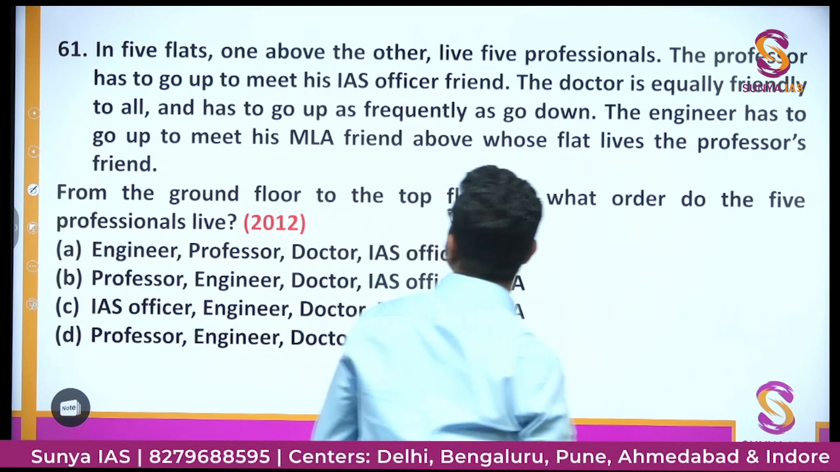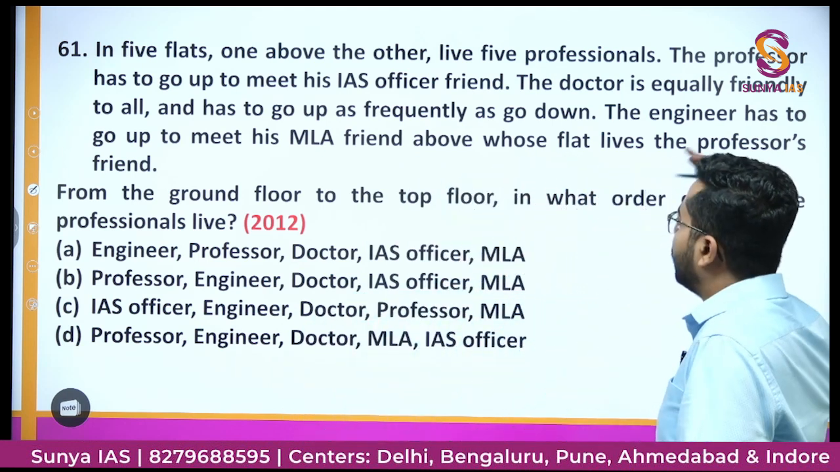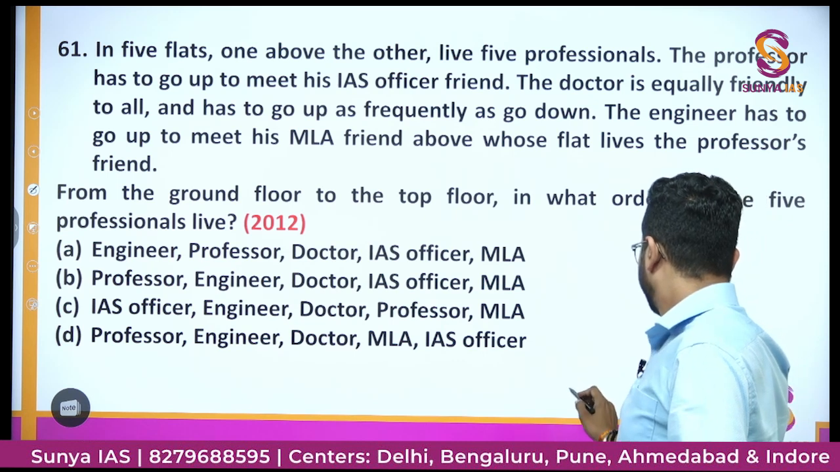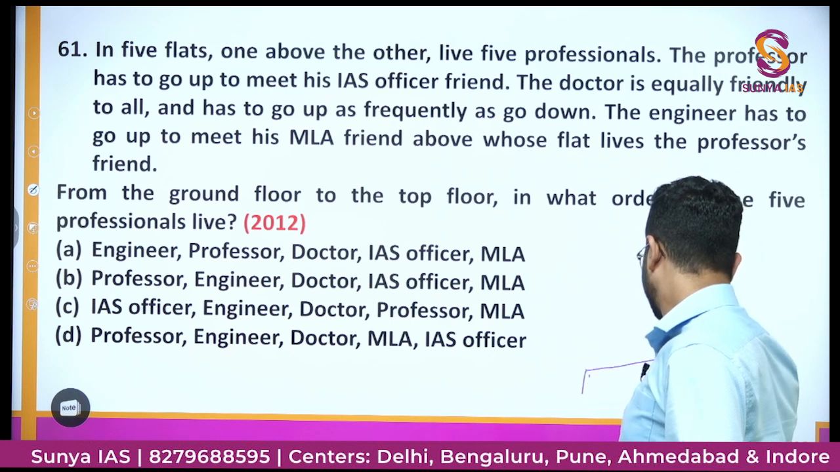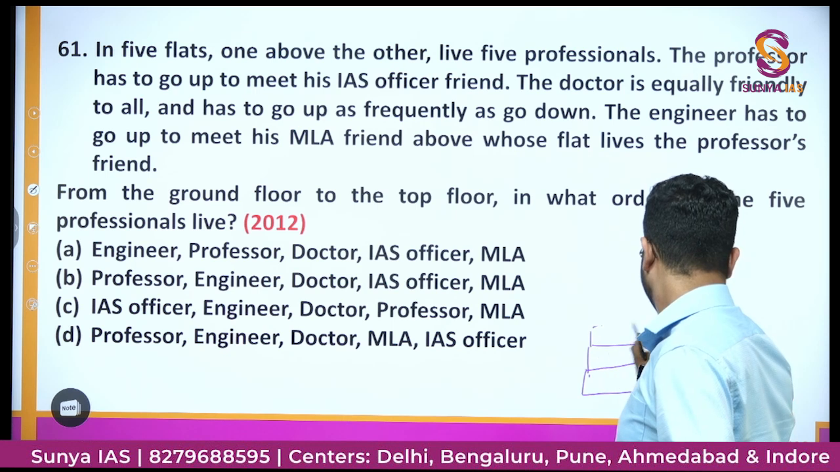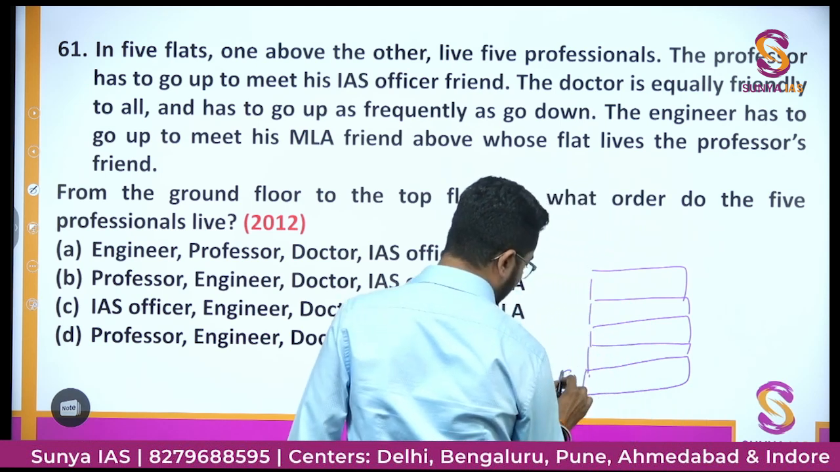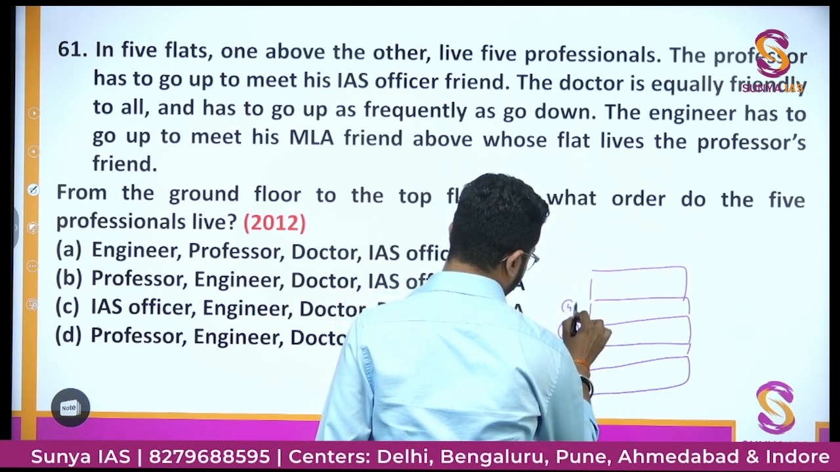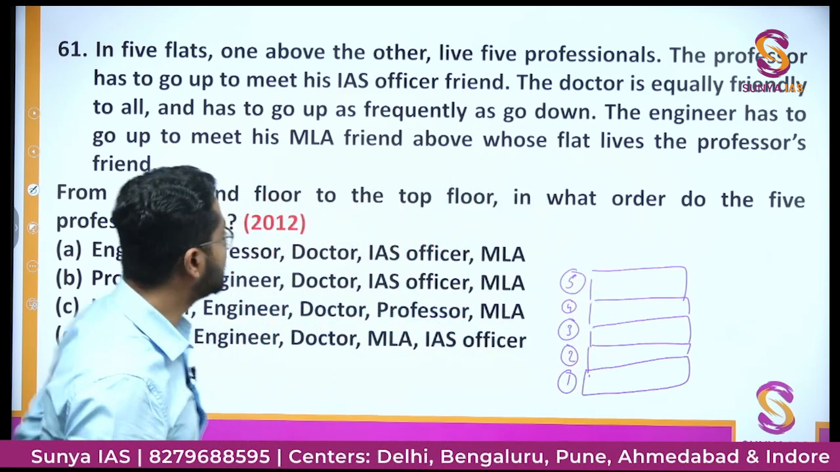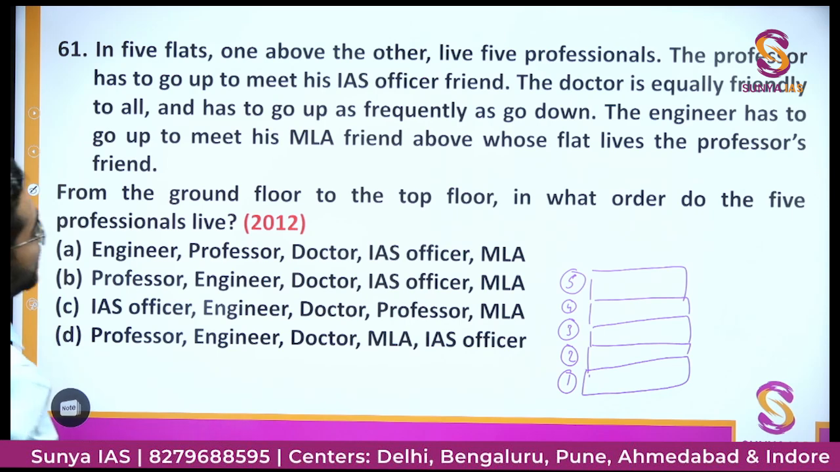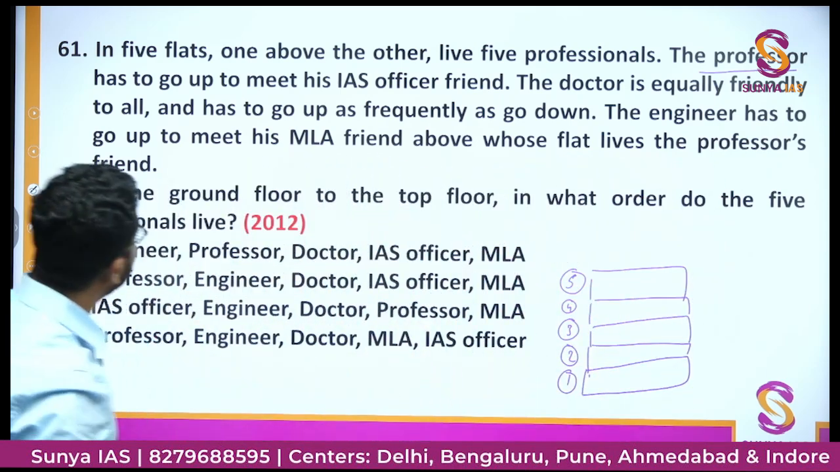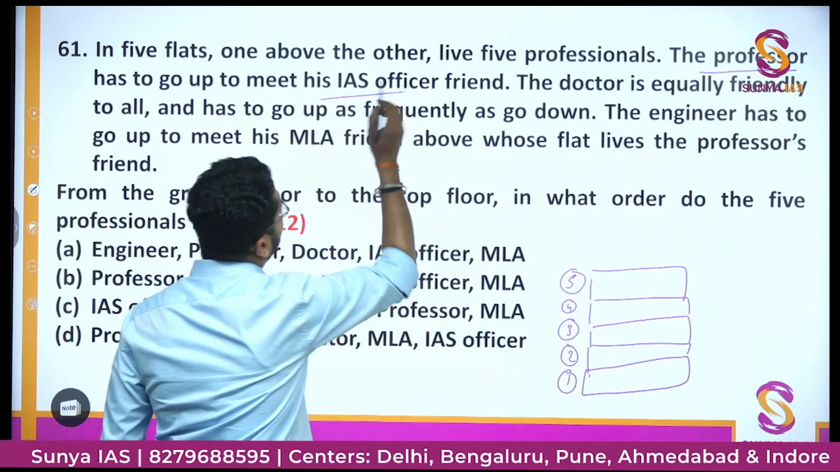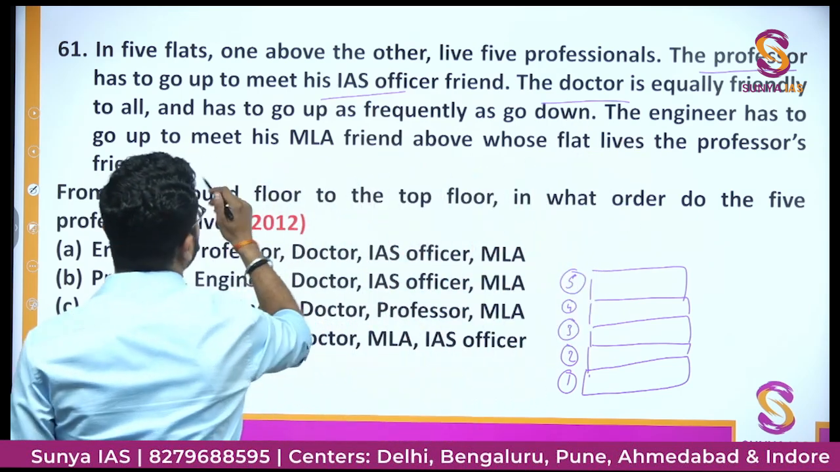In 5 flats, one above the other, so 1 2 3 4 5, there are 5 flats. So if this is flat number 1 2 3 4 and this is 5. So if these are 5 flats, one above the other, vertical, live 5 professionals. The professor, first one is professor. Professor has to go up to meet his IAS officer friend. Okay. The doctor is equally friendly to all and has to go up as frequently as go down.